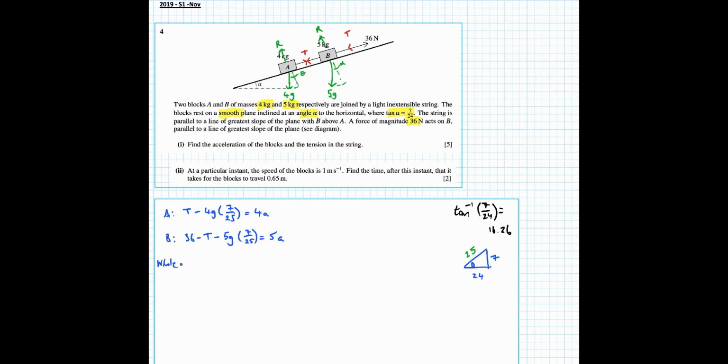So cancelling out the tensions of the system, we'll get the whole system. Again, with simultaneous equations, just a different sign. So you add the other components. So 36 minus 4G, 7/25, minus your 5G times 7/25 is equal to 9A. Put them all together on the left-hand side, divide by 9, and you'll get your acceleration. Acceleration is 1.2 meters per second.